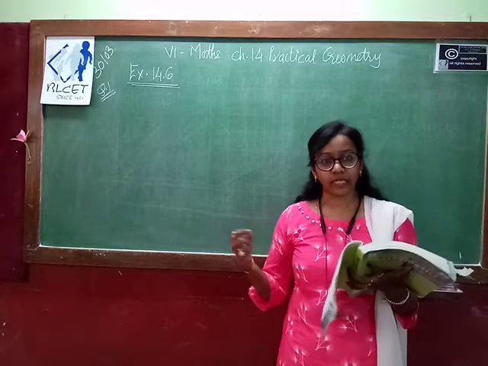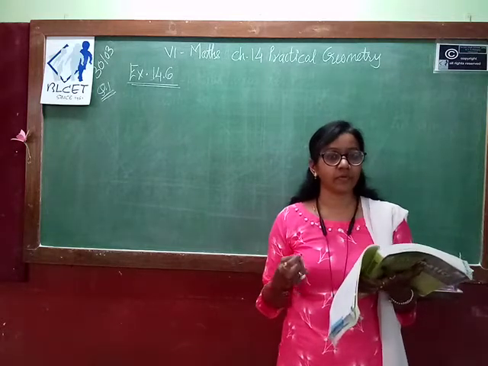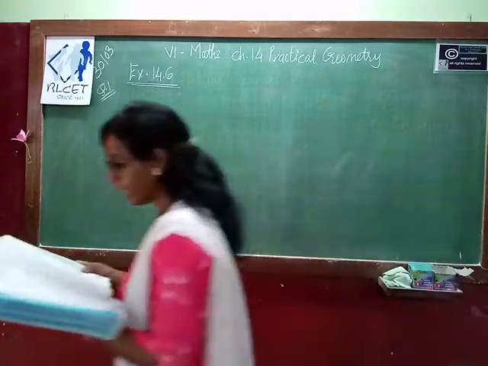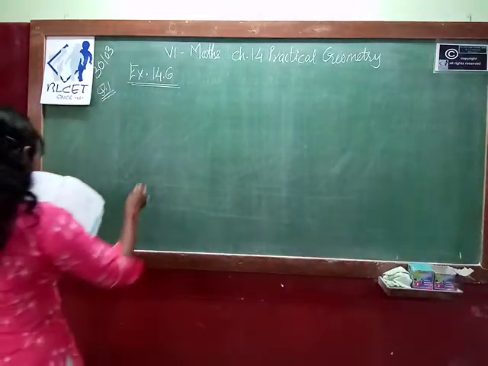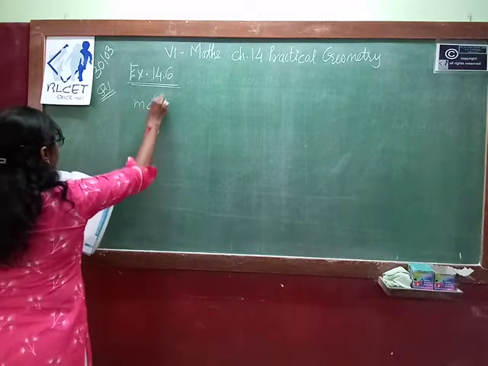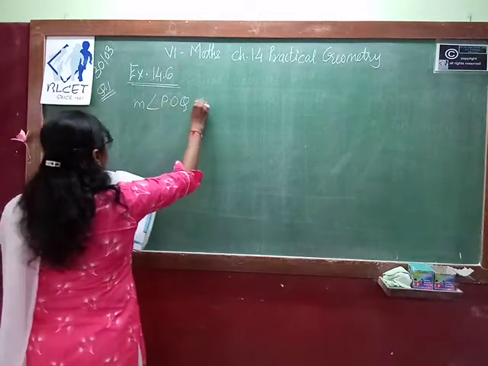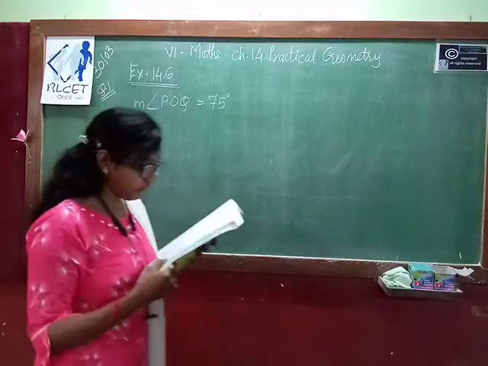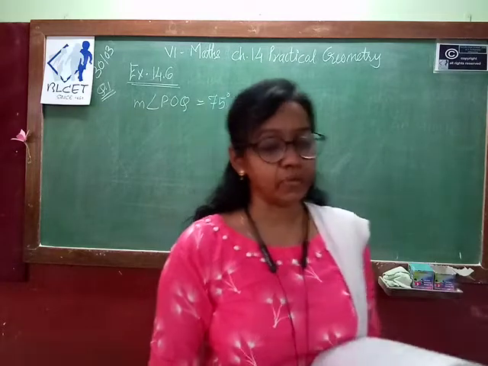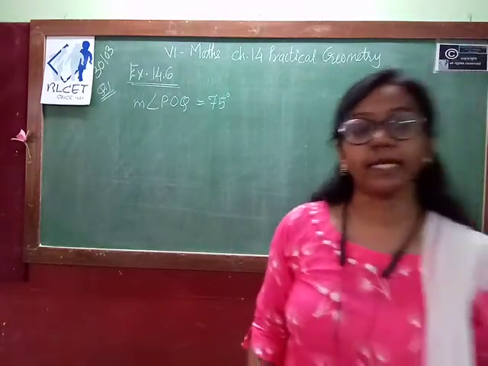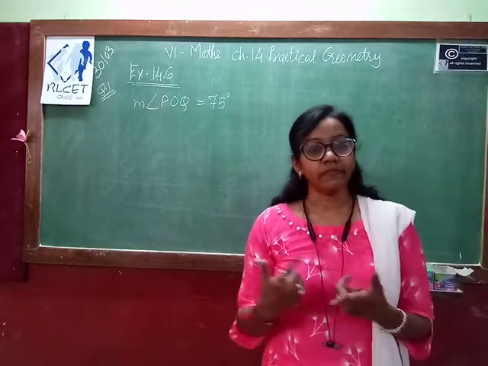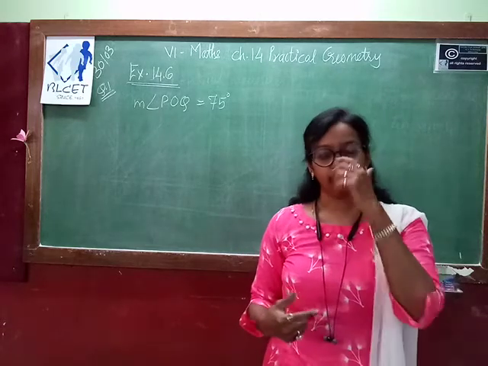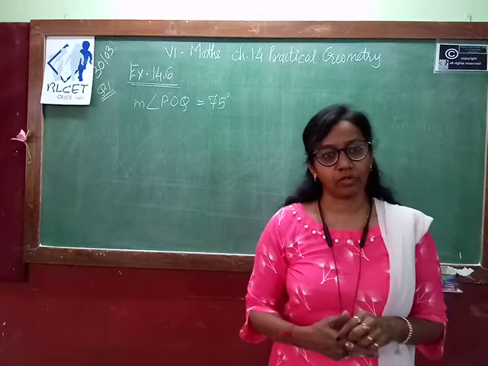Whenever the question starts with draw, it means you have to use the protractor and draw that angle, because with the help of compasses we are unable to draw that angle. So what we have to do here, we have to draw an angle POQ of measure 75 degree, and then we have to find its line of symmetry, means we have to bisect the given angle. 75 degree we can draw with the help of protractor also and with the help of compasses also.